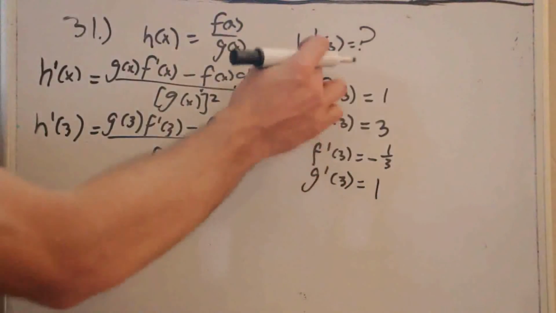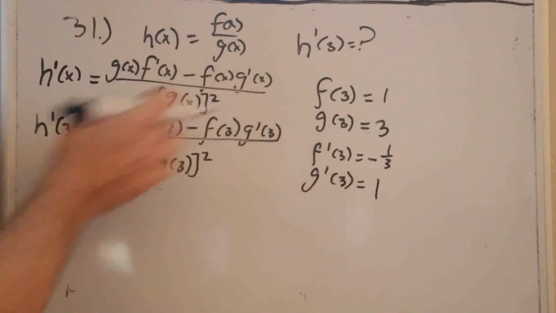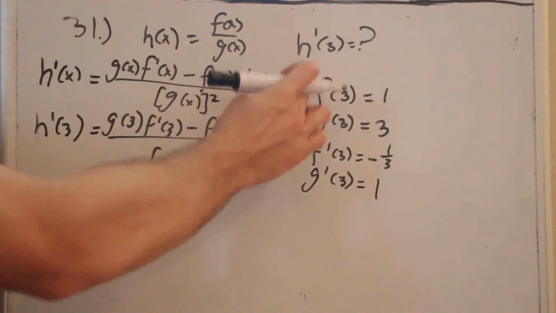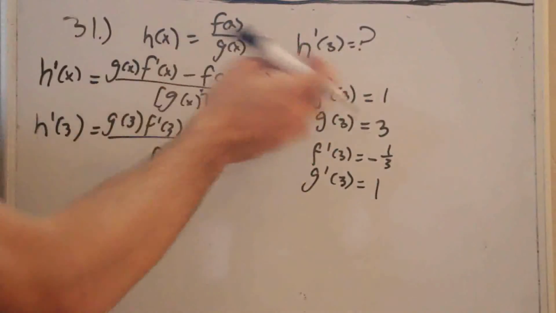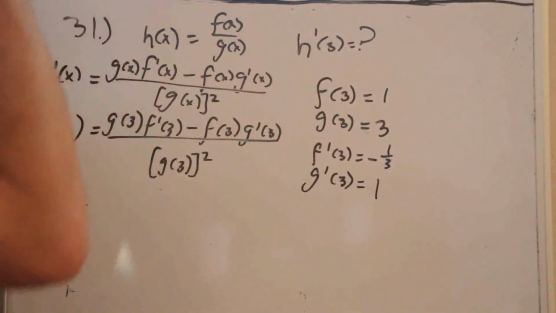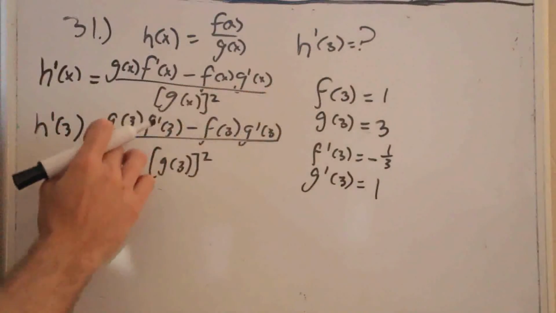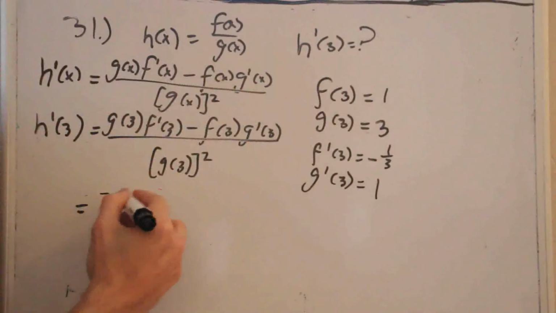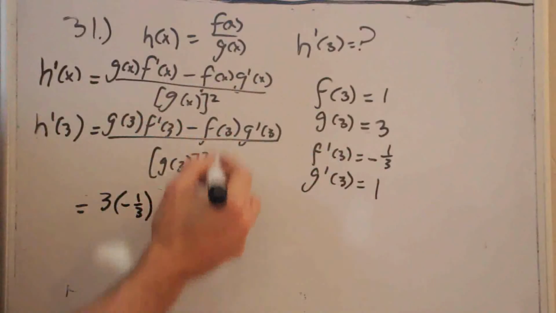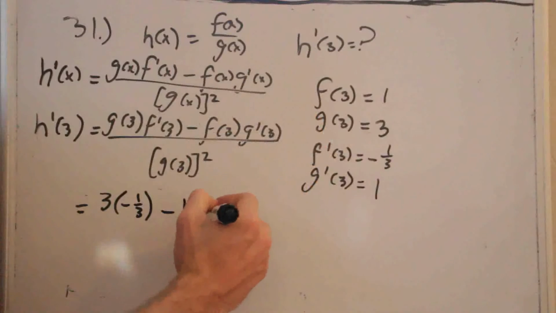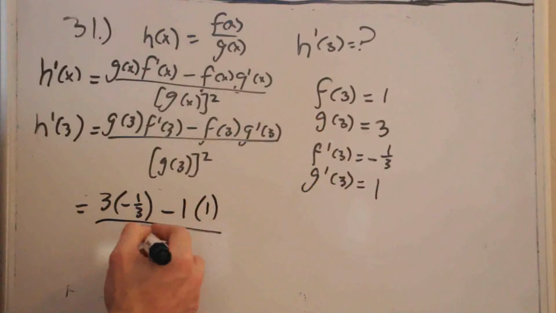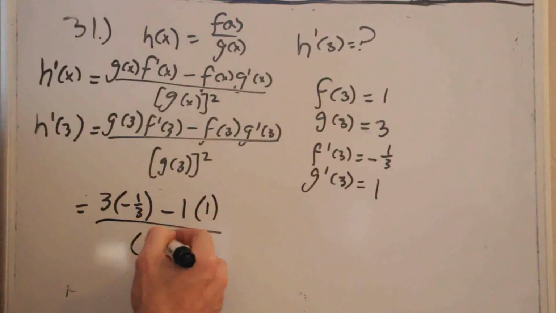Now, the reason why I do this rather than just plugging it in like checking each one, is because now that I have this, I don't have to think anymore. I can just go ahead and plug in where I have the appropriate values. So first is g of 3, which is 3. Then f prime of 3 is negative 1/3. Then f of 3 is 1. Then g prime of 3 is 1. And then all that's over g of 3, which is 3 squared.